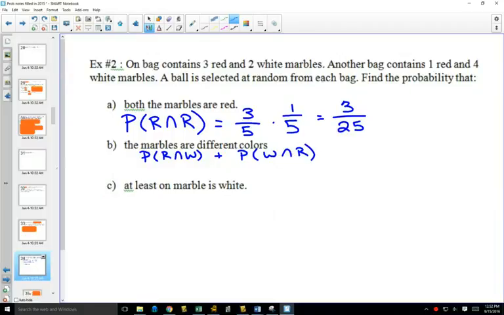Red and then white will be 3 out of 5 times 4 out of 5. White and then red will be 2 out of 5 times 1 out of 5. Add those two cases up, and we get 14 out of 25.